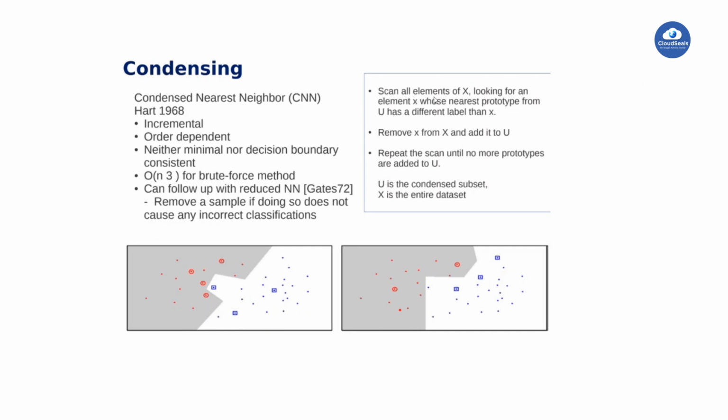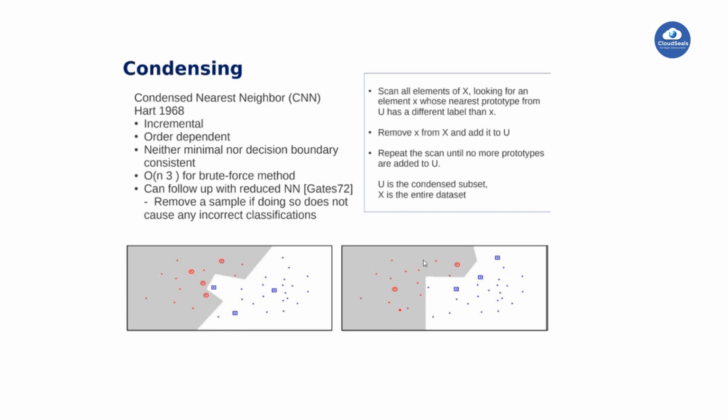First, you scan all elements of X, looking for an element x whose nearest prototype from U has a different label than x. First, what you need? Scan all the elements of X. X is nothing but the data points. Looking for one data point whose nearest prototype from U, that means very near to U, has a different label than x.